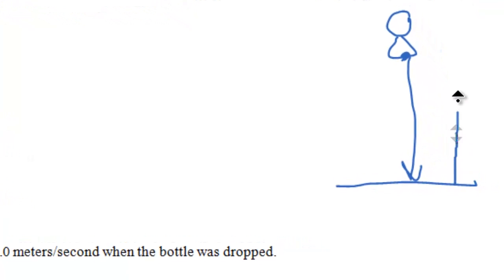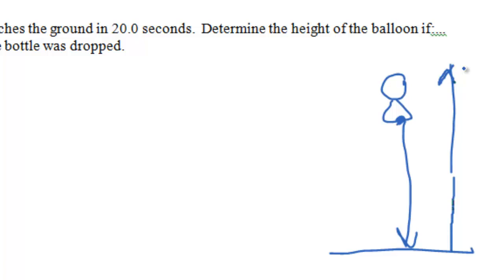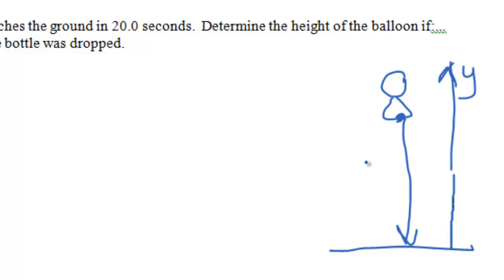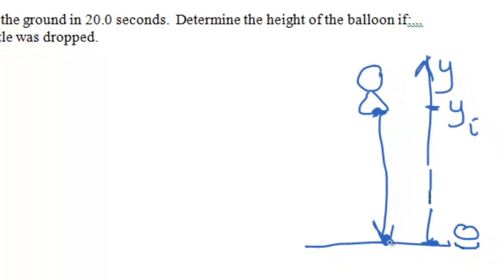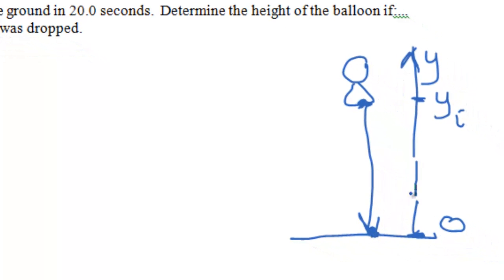Okay, if we draw the y-axis, and if we take the ground to be our 0, so this is the 0 of the y, the height of the balloon will be y initial. This is the initial position. Everything happened here. And the final position is when the bottle hit the ground. And when the bottle hits the ground, that's the final position.